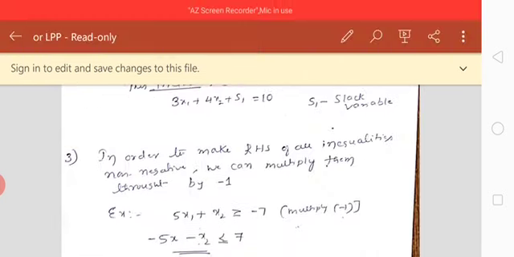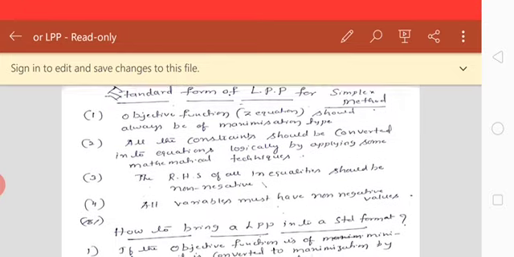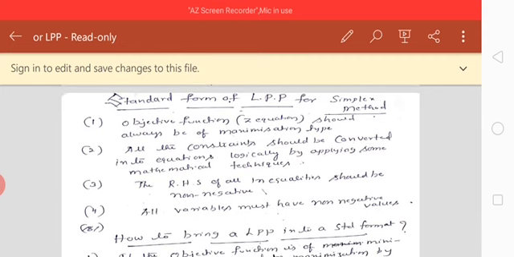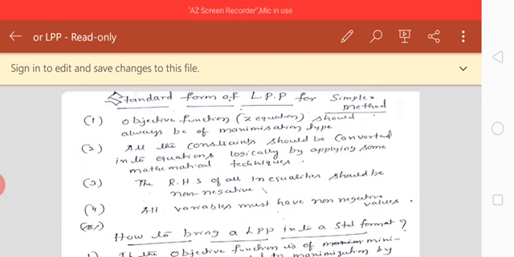Just look at this one. I already discussed in the last video class the standard form of LPP for the simplex method. In any LPP problem, when you are dealing with the simplex method, you have to see whether the given objective function is maximization or minimization. Here only maximization will be carried out.